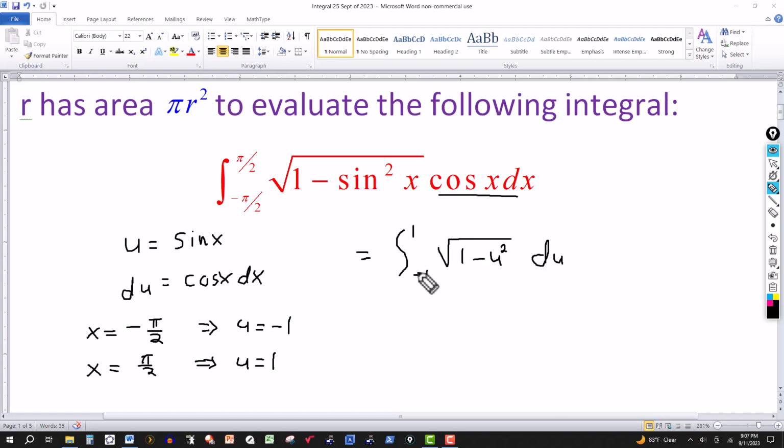I could go further if I wanted to and not follow the instructions. I could use a trig substitution here and change the variable to theta. We could get the answer that they're asking for. But the instructions say to use the fact that a circle of radius r has area of pi r squared.